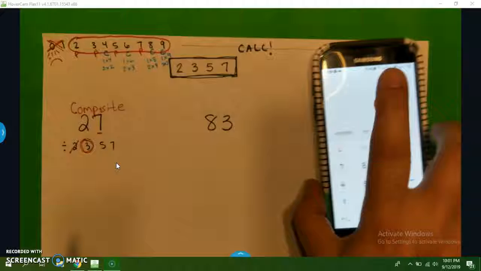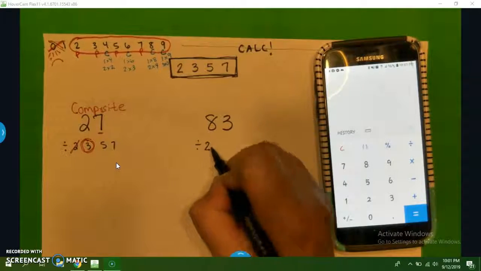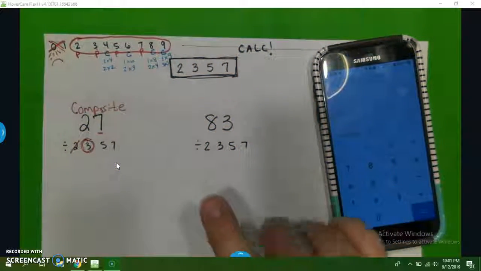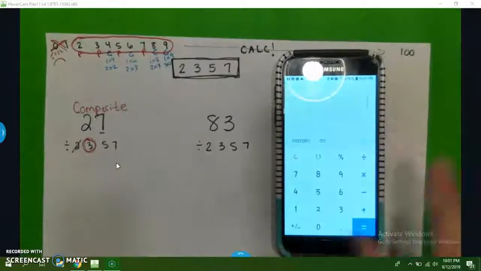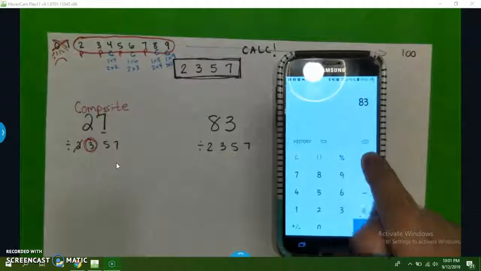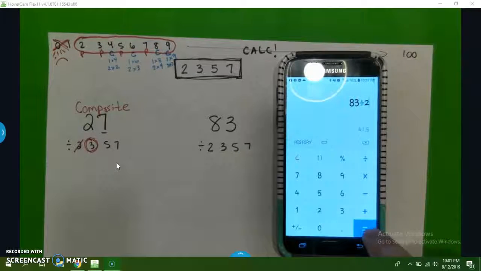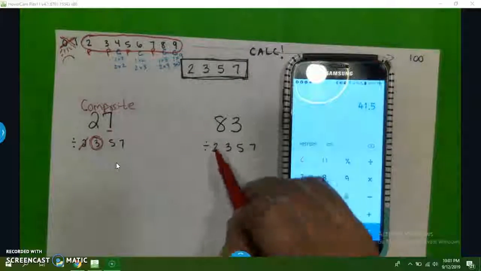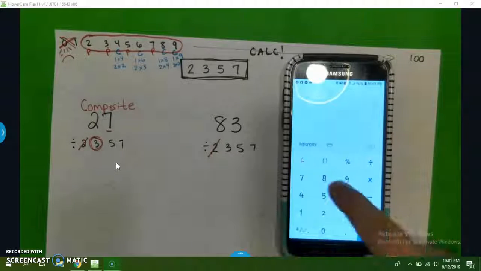83. Okay, I have no idea if 83 is prime or composite just looking at it. So I'm writing out my magical numbers. You must write this on your thinking paper in order to be successful with prime and composite numbers. So I take 83, divide by 2. Hopefully everyone is screaming, no, that won't work because it's an odd number. Gives me a decimal blah blah blah. So I cross it out. I clear my calculator and I start again.